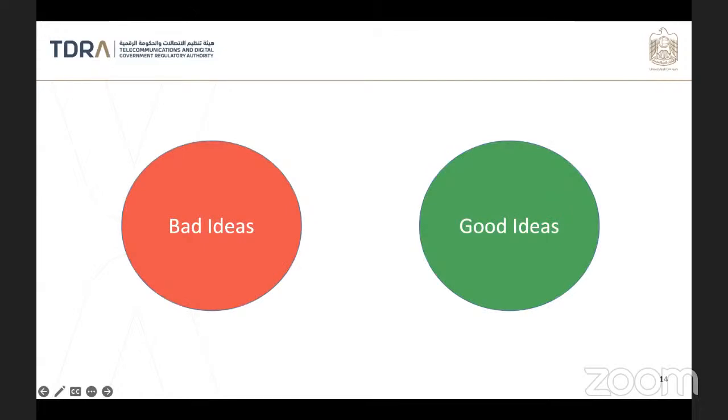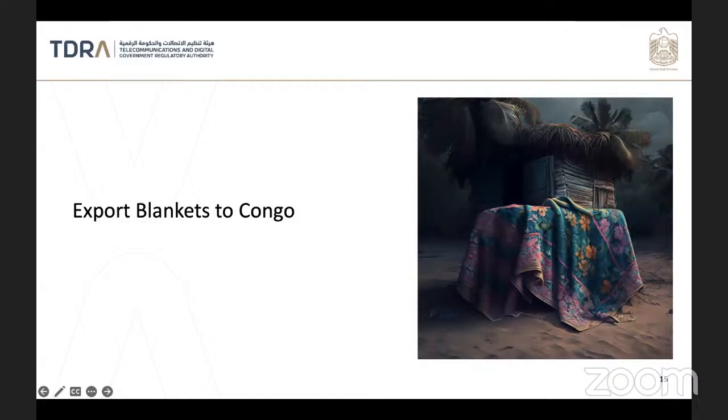So how do we get good ideas? As you can see, the world is always full of bad ideas and good ideas. So how do we develop a sense of what is really bad and what is really good? Let me ask you this question. If I tell you, let us export blankets to Congo, is this a good or bad idea? Please give me your answer. Exporting blankets to Congo, is it good or bad?